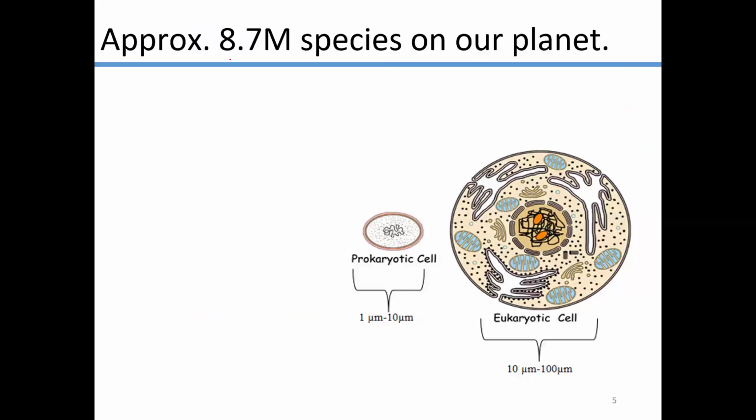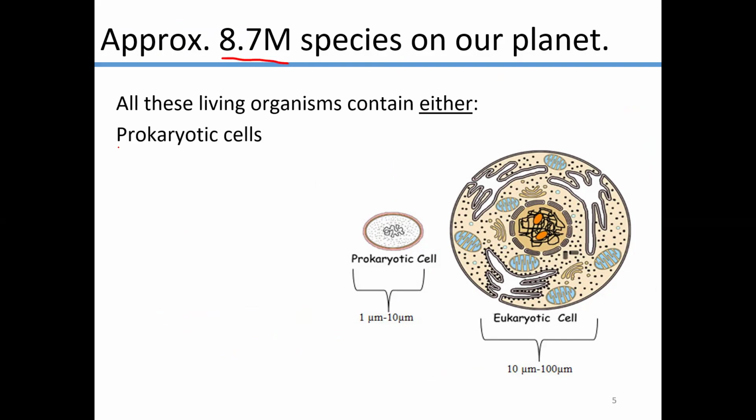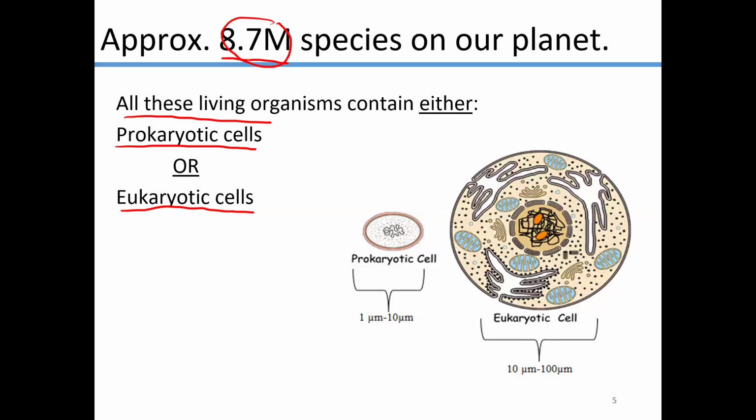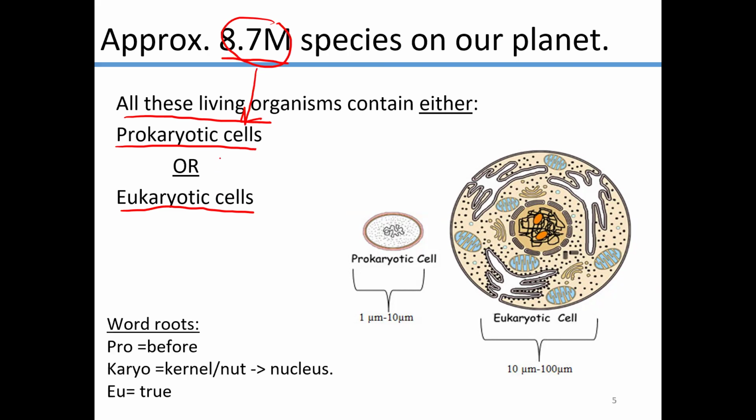Now, if we continue, we have about 8.7 million species on the planet. And all of these living organisms are going to be either prokaryotic cells or eukaryotic cells. So again, all of these 8.7 million different types of species are going to be or contain one of these cells, either prokaryotic or eukaryotic.